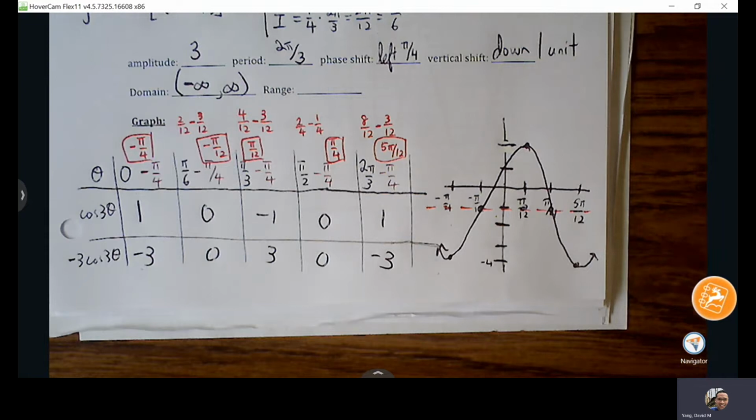Okay, any questions about number 4? Okay, look at number 5. Really, for number 5, you just have to worry about your A and your D value. It's only asking for your domain and range, so all you need is to figure out where your D value is and how far to move above and below to get to your max and mins. Are you good with 4? Okay, number 5.